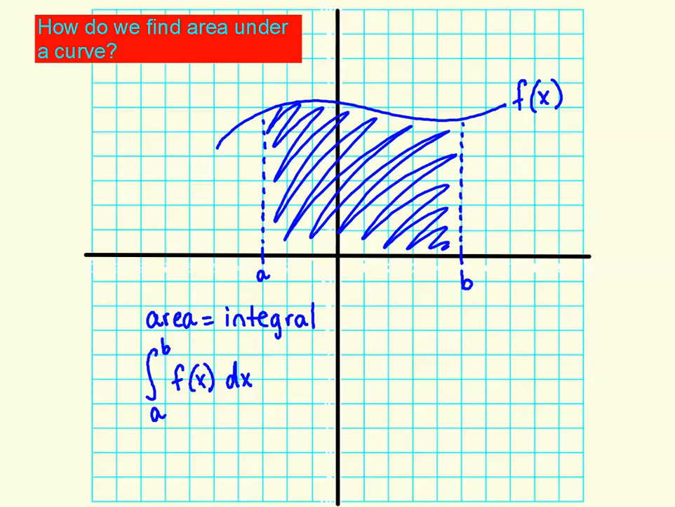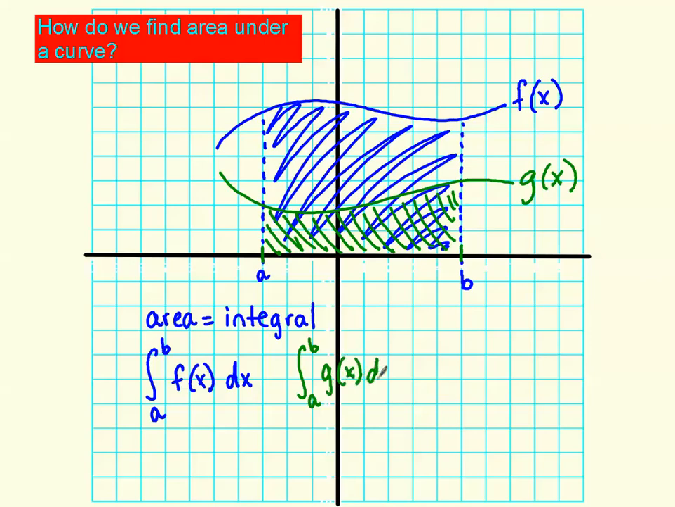Well, what if I have a function, call it g of x, and I want to find that area from A to B between the function and the x-axis. So that's going to be this shaded region in here. Well, similarly, I'm going to do the integral from A to B, but of g of x with respect to x. What if I said I want the area between those two curves?